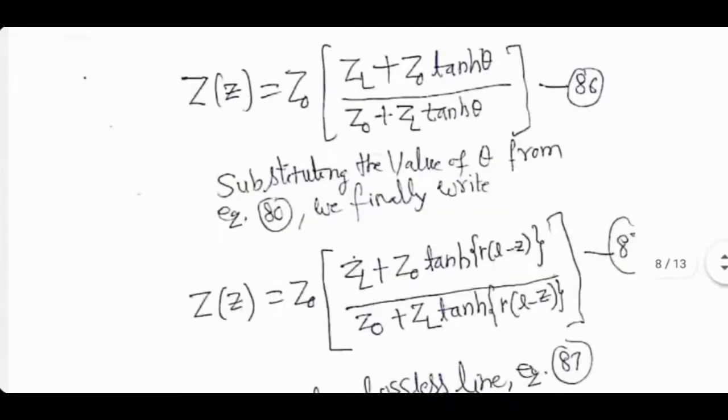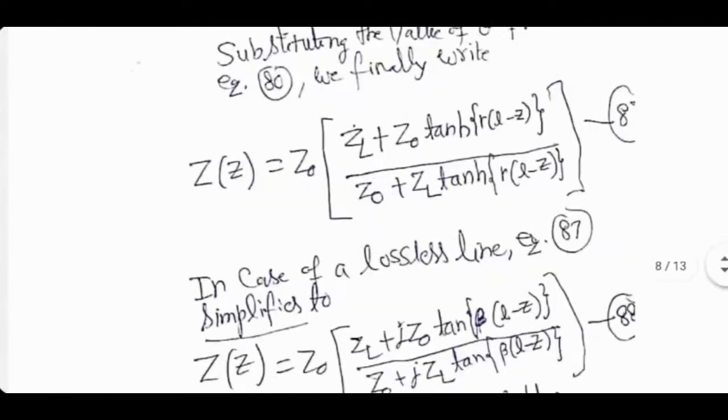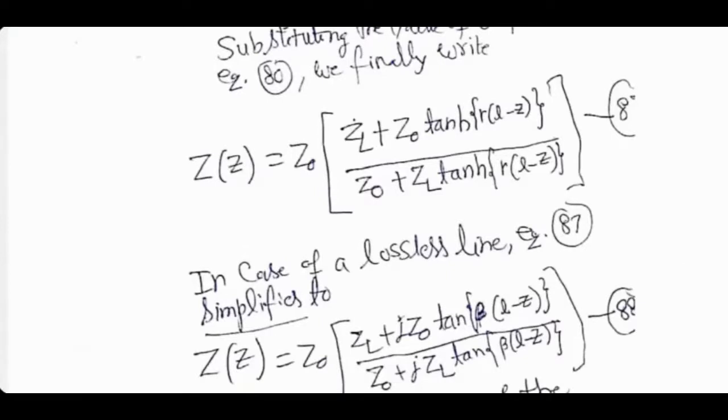If I put in the value of theta, then the formula is even more straightforward. Well, it's longer to remember, yes. But if I eliminate theta and write the actual formula, this is what I get. I think it is equation 86. ZL plus Z0 tanh of gamma multiplied by (L minus z) in the numerator, and in the denominator I simply interchange Z0 and ZL. That's the way.